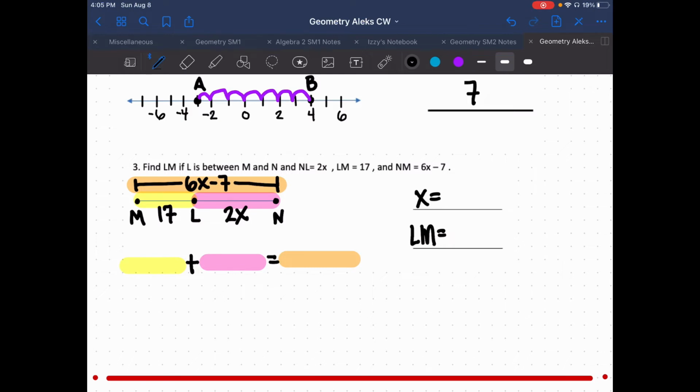Let's go ahead and fill in our values to our colors. So the yellow is 17, the pink is 2x, and the orange is 6x minus 7.